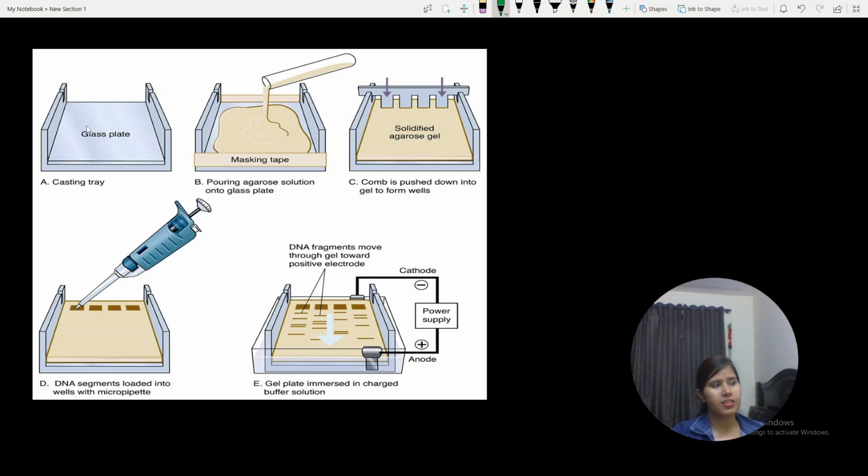First of all, this is a casting tray, which is also called a glass plate, and over the glass plate you are adding agarose solution, that is, you are going to use masking tape. After forming it, you pull it down, then it will form a solidified agarose gel, and the comb is pushed down into the gel to form wells.